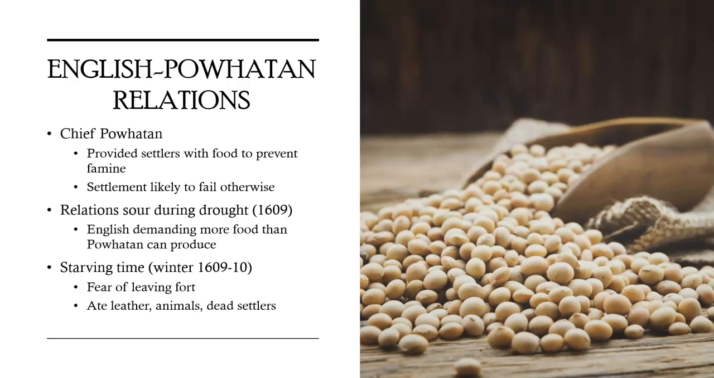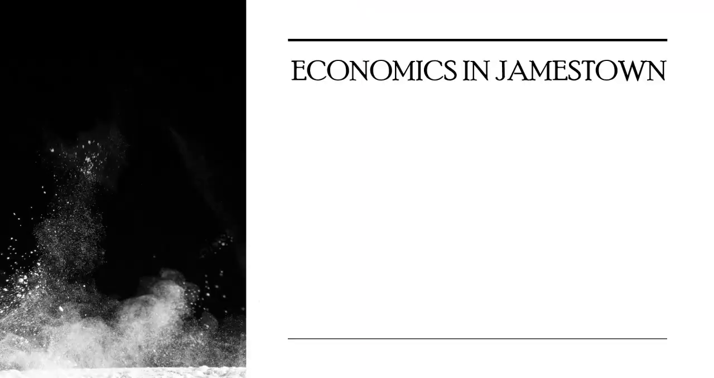This leads ultimately to the Starving Time, which is a great little name for an area of time. Winter, 1609 to 1610. There is a fear of leaving the fort because, again, the relations between the Powhatan and the settlers of Jamestown are not good, and they're afraid for their lives if they are to leave. As a result, they're going to eat really whatever they can find that is even somewhat edible inside the colony or inside the fort. So they're going to eat leather from shoes and clothing and anything they could find, animals that are there inside the fort because it's a source of meat, and settlers. If someone dies, they have a lot of meat on their body. You might as well cook them up in the fire.